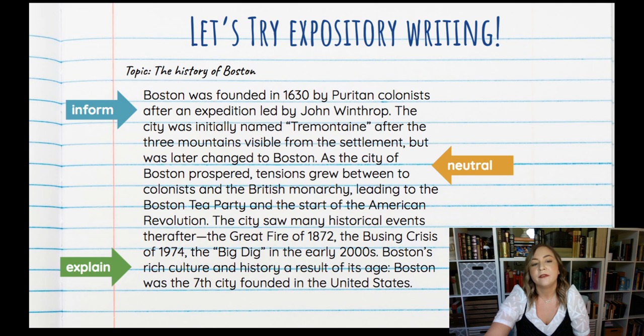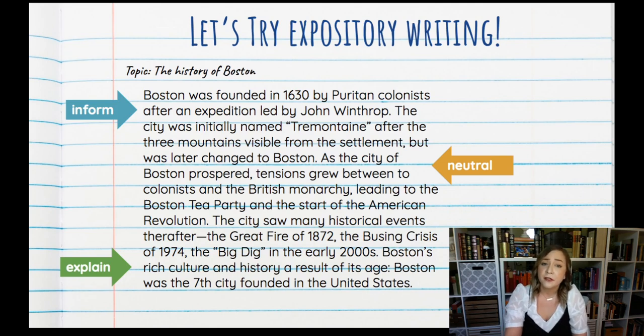Boston was the seventh city founded in the United States. While we did provide some kind of explanation here, their rich culture and history are a result of how old it is, this is still a neutral statement, guys. No one, in other words, would argue against the fact that Boston is one of the oldest cities in the United States, and because of that, it has a rich history. So we haven't actually put in any opinions or evaluations.